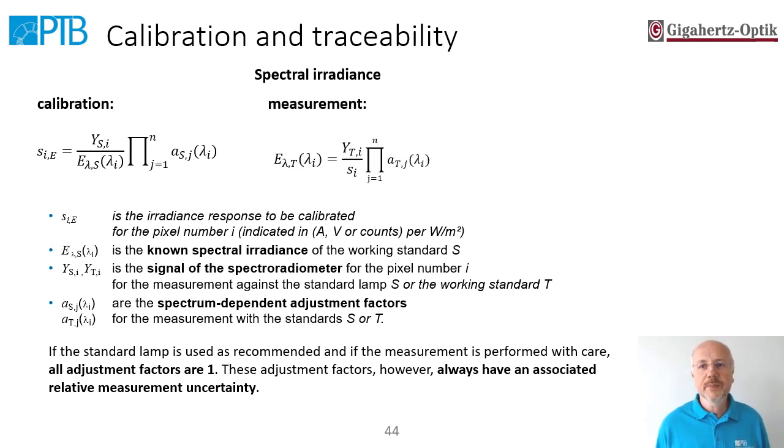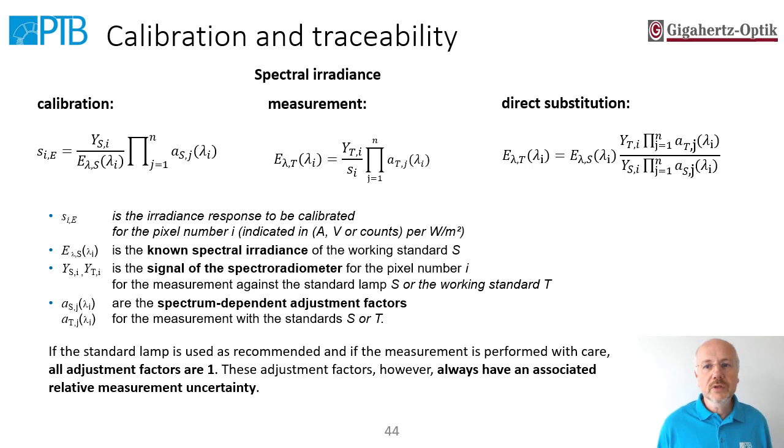Once the instrument has been calibrated, other lamps can be measured with it. Here the ratio of the measurement signal to the instrument's responsivity is calculated. However, the adjustment factors that occur here may differ from the factors used during the calibration, and they may contribute with different measurement uncertainties.